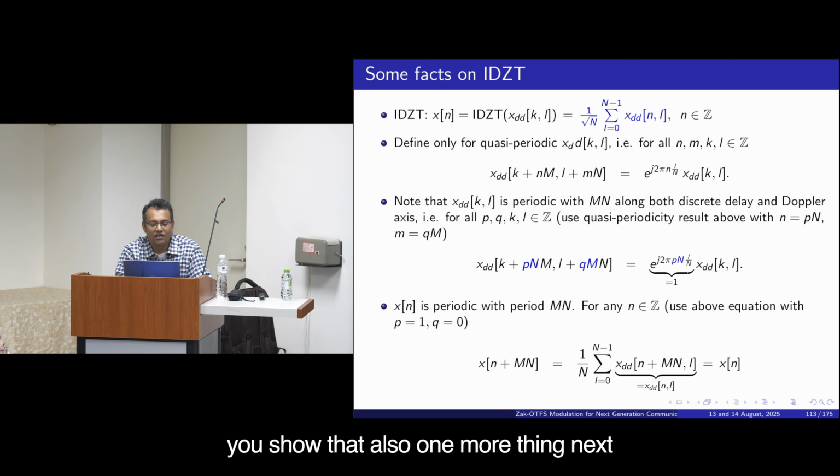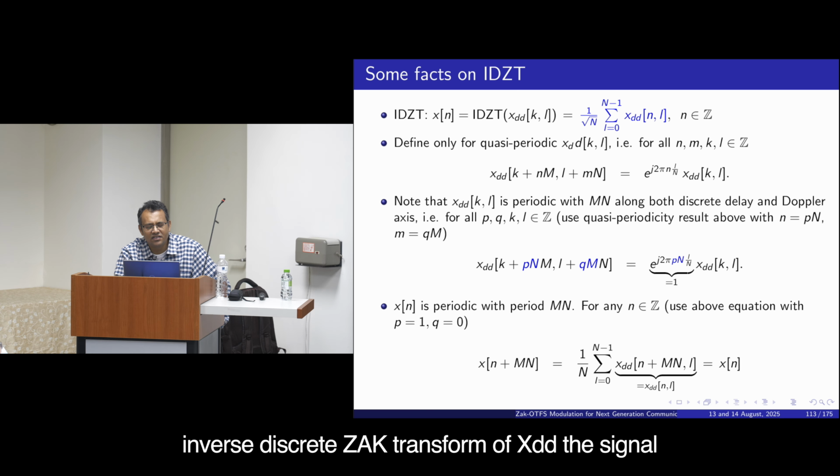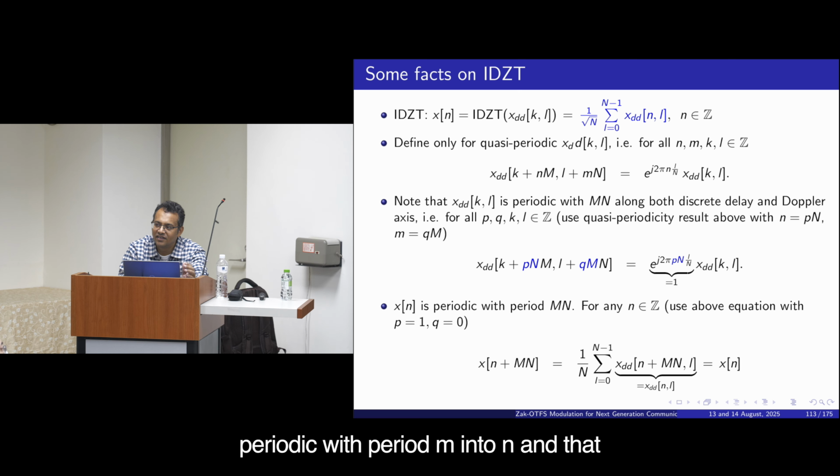Can you show that also one more thing. Next I will show that when you take the inverse discrete Zak transform of X_dd, the discrete time signal that you get is periodic with period M into N, and that is not very difficult.